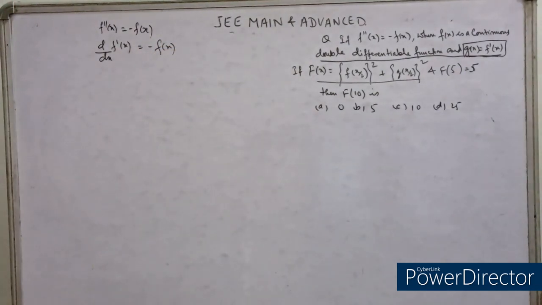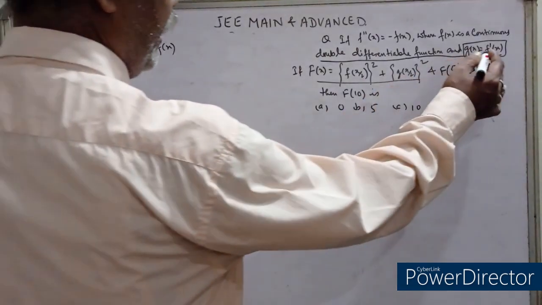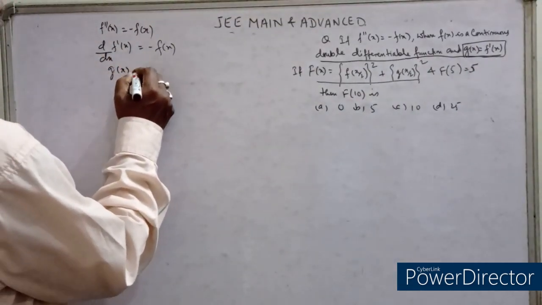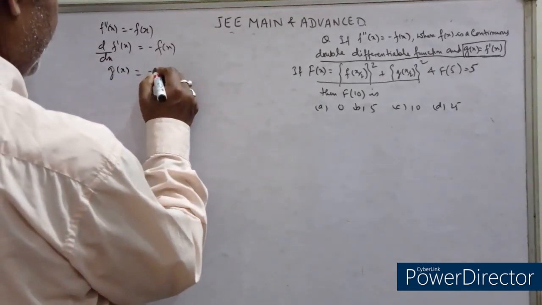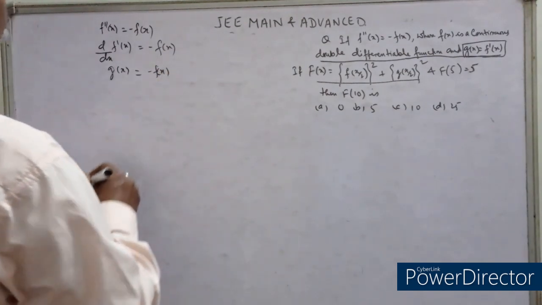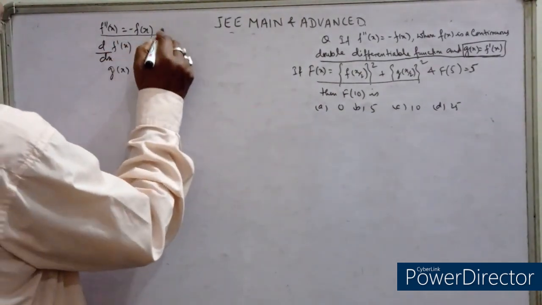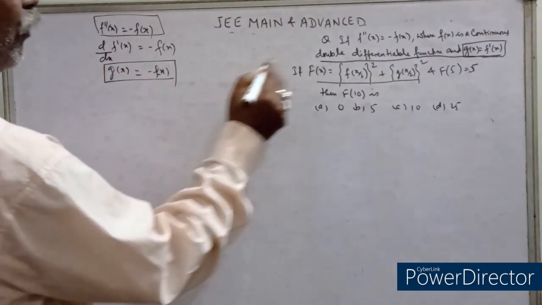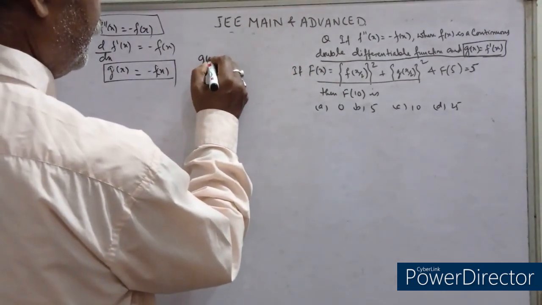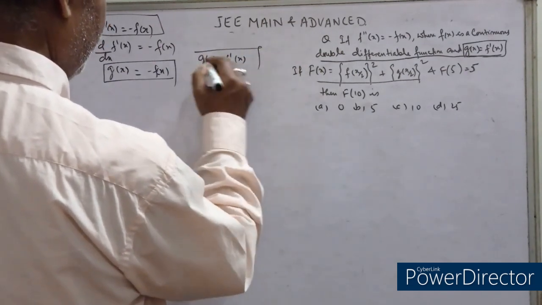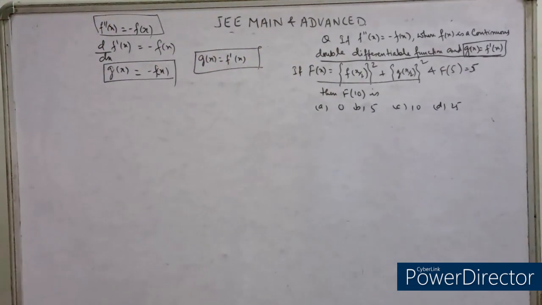So we know that f dash x is equal to g x, so this will be g x is equal to minus f x. See, I have got this two relation and one more relation, that is g x is equal to f dash x. So I have got three relations.